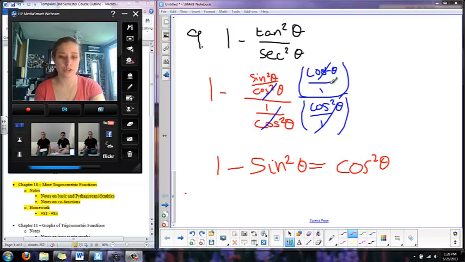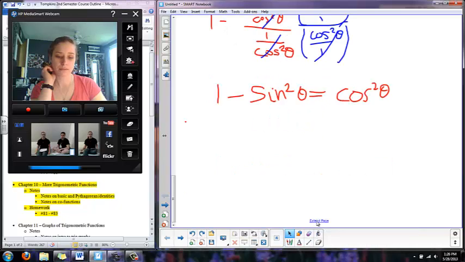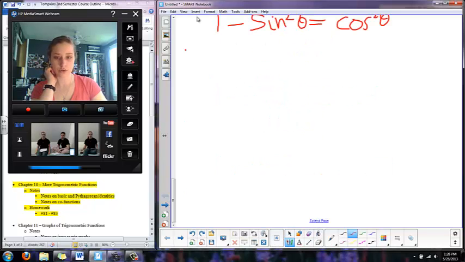So once I do that, you can see that the cosine squares cancel out, and I'm left with just sine squared theta. And 1 minus sine squared theta, that's a Pythagorean identity, and that's equal to cosine squared theta. So that was number 9. And then let's go right on to number 10.